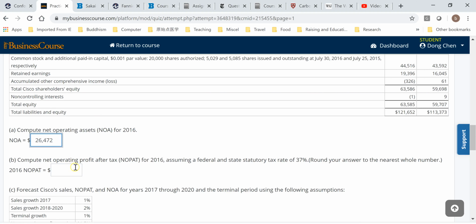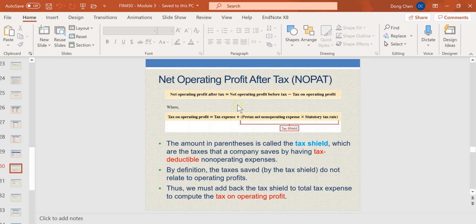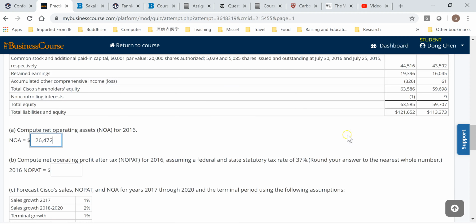And then part B: compute net operating profit after tax for 2016, assuming a federal and state statutory tax rate of 37%. Round your answer to the nearest whole number. So NOPAT, if you check the formula, is basically net operating profit before tax minus tax on operating profit. And tax on operating profit is further equal to tax expense plus this chunk: pre-tax net non-operating expense times the statutory tax rate. So we start from net operating profit before tax.